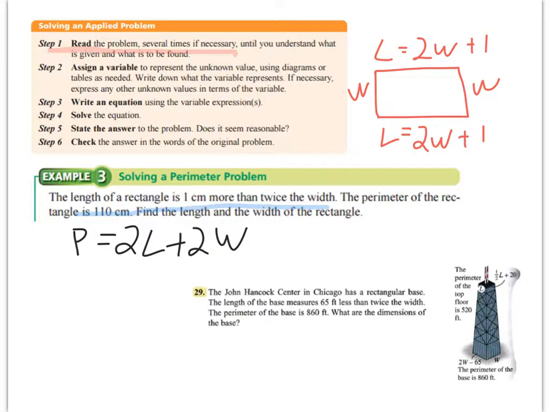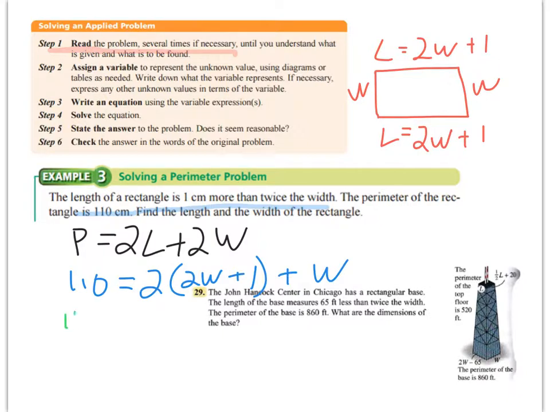And of course we know the perimeter itself is 110, and so we can plug all that into our equation. So we get 110 equals 2 times the length, but the length is 2W plus 1, plus 2 times the width, which is just the width. Now from here we just have to solve this equation, and make sure that we actually answer the question they're asking, which is to find the length and width of the rectangle.